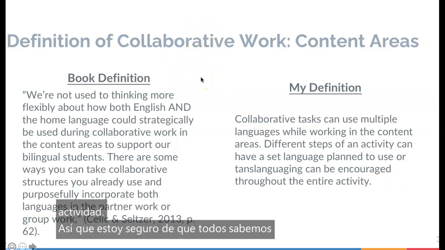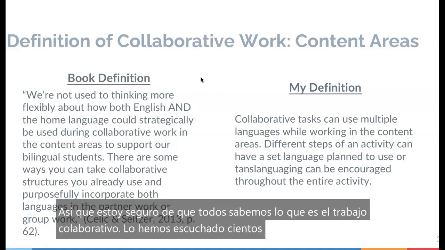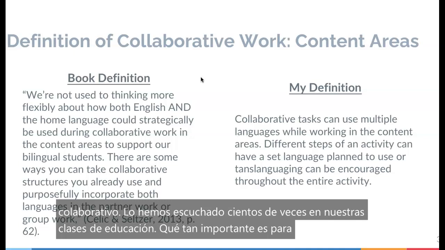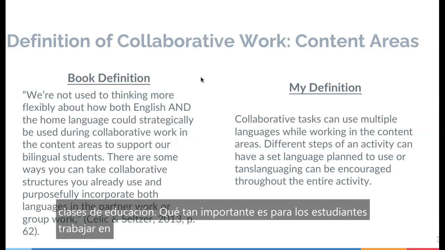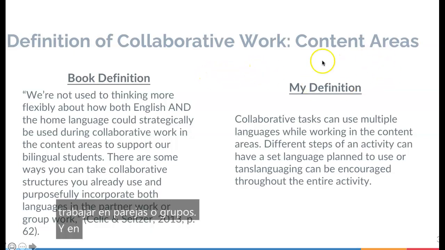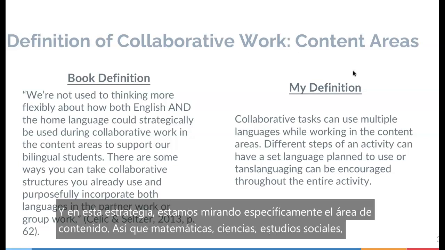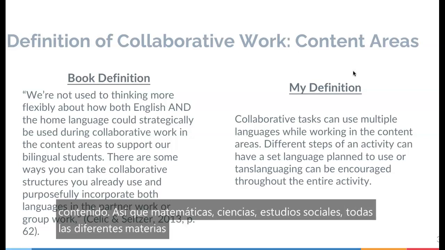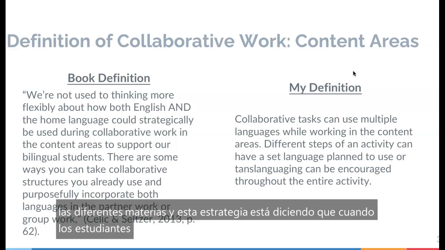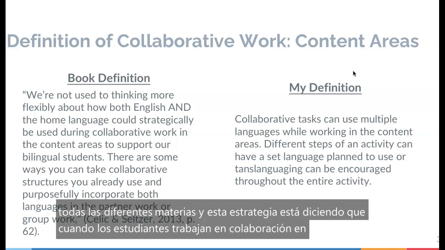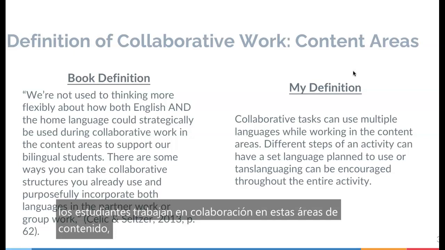We've heard it hundreds of times in our education classes, how important it is for students to be working in pairs or groups. And in this strategy, we're looking specifically at the content areas, so math, science, social studies, all of the different subjects. And this strategy is saying that when students are working collaboratively in these content areas, they should be using multiple languages throughout the same task or assignment.